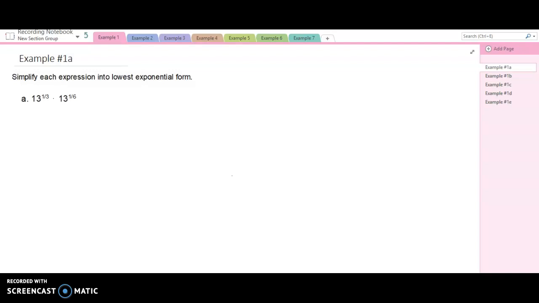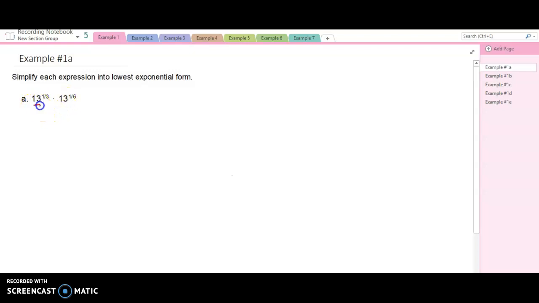All right, so this is section 5.2, and here are the notes. This video is going to cover all of the problems under example 1. Okay, so the first one is 13 to the 1/3 times 13 to the 1/6. Hopefully all of these in example 1 are review.